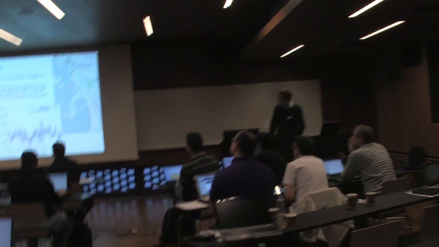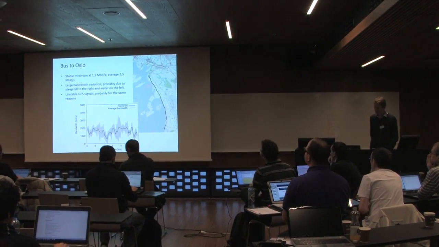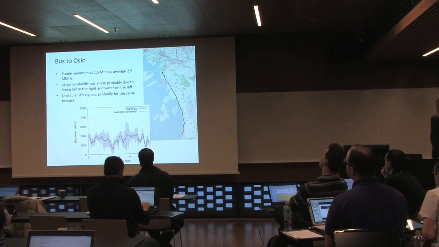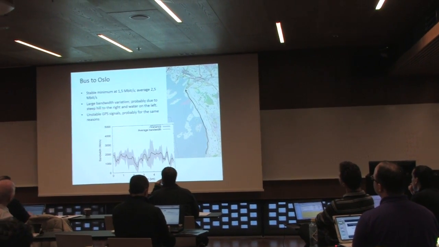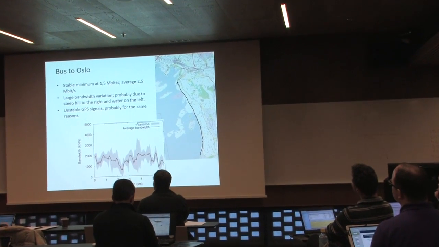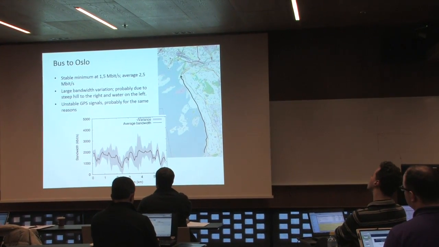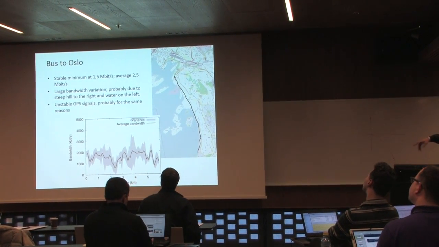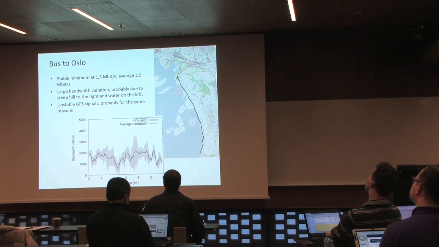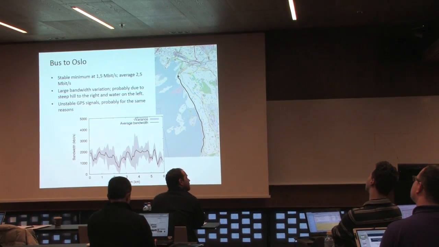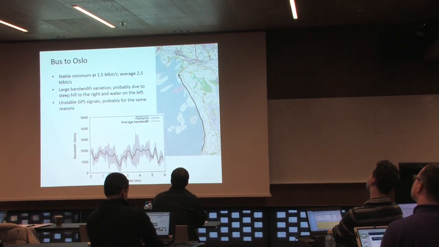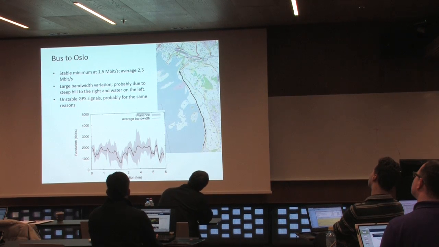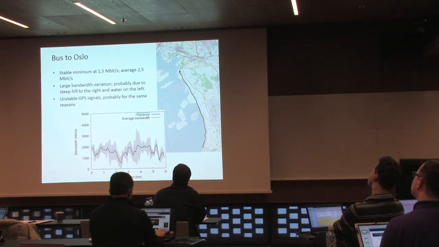We start with bus. We got a stable minimum of 1.5 megabit per second, average 2.5 megabit per second. And we have considerable variation here. You see the gray is standard deviation. And also we had here a problem with GPS signal, and we believe that is because it's a very steep hill to the right, and there is water to the left, because we didn't see this in the other measurements.